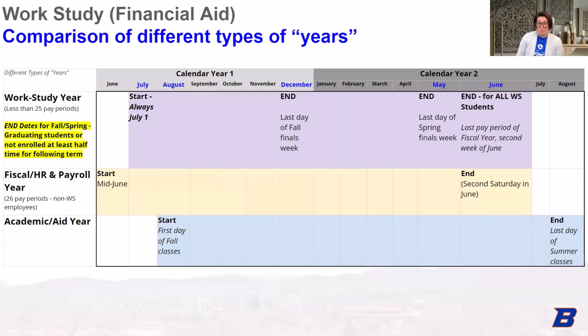And then at the very bottom, you can see how it doesn't fully align with the academic or the typical award year because those normally go August to August. But because of that fiscal year and the HR piece of it, we align more with the fiscal year than we do the award year.